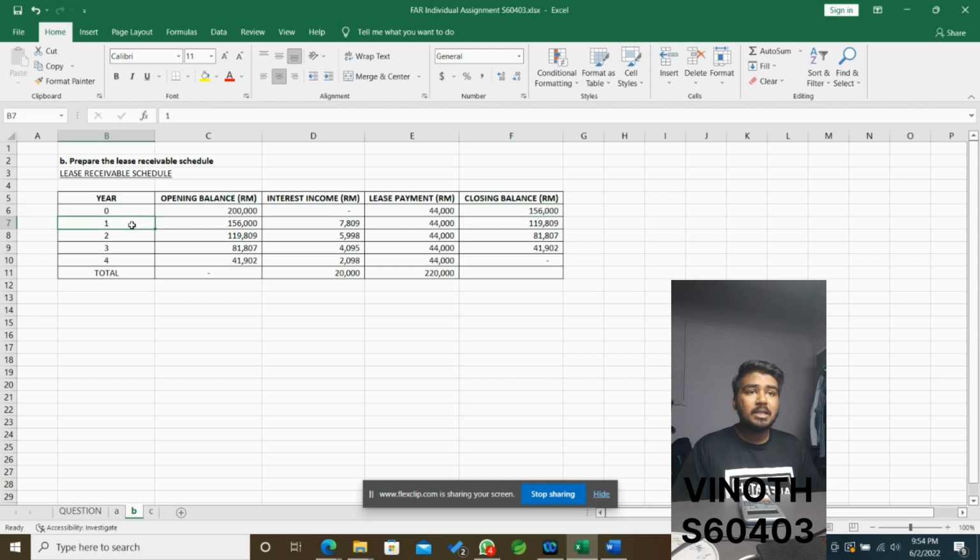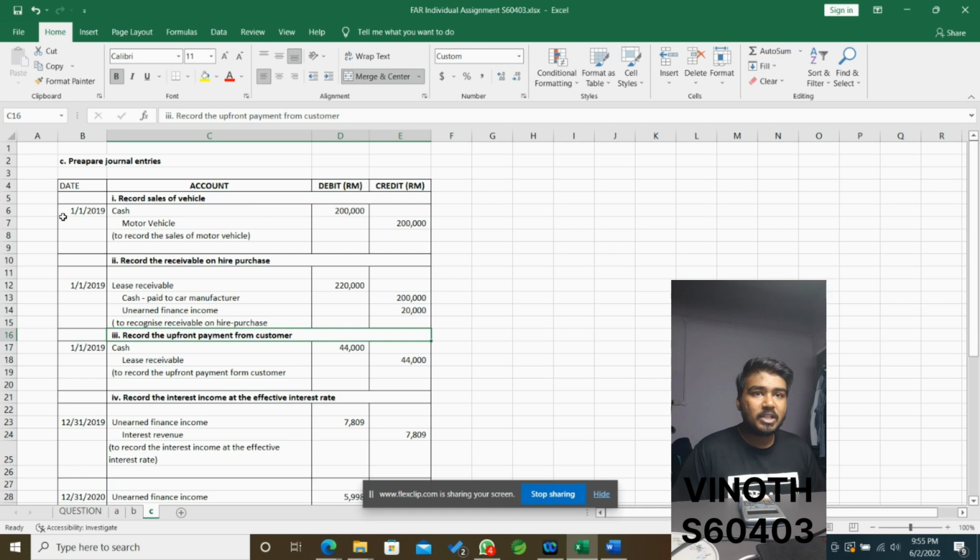As the years go further, in the first year, second year, third year and fourth year, the closing balance decreases gradually. So how do you get the interest income? It is your opening balance times your EIR, which is 5.01%, and you would get the interest income. Eventually, by the fourth year, you would be done, and it will end up with 0.